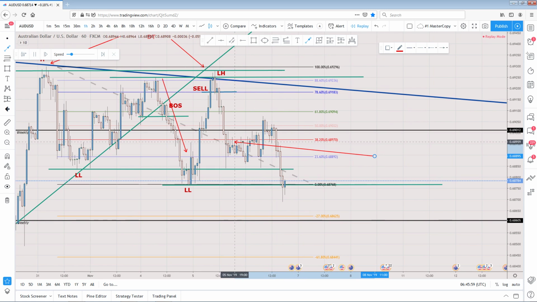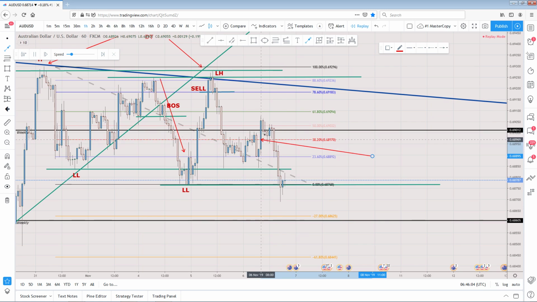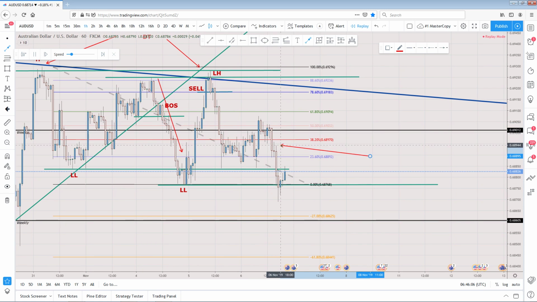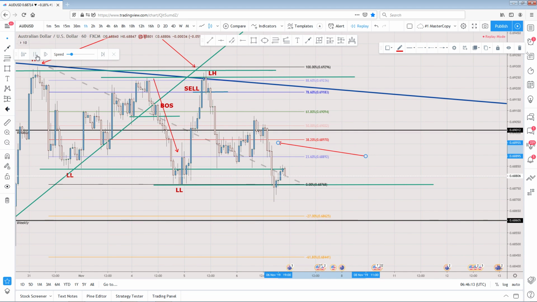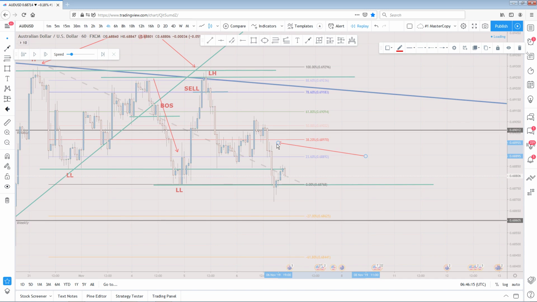So you can see that it tried to get above 38.2. It managed to. We could look on the 4-hour charts. Let's pause here. Let's see what it looks like on the 4-hour chart.